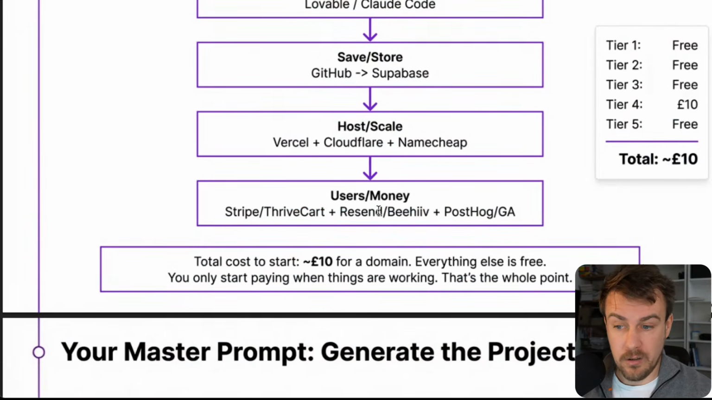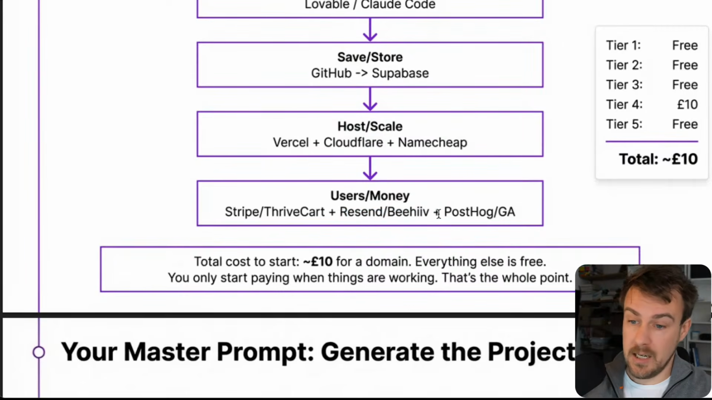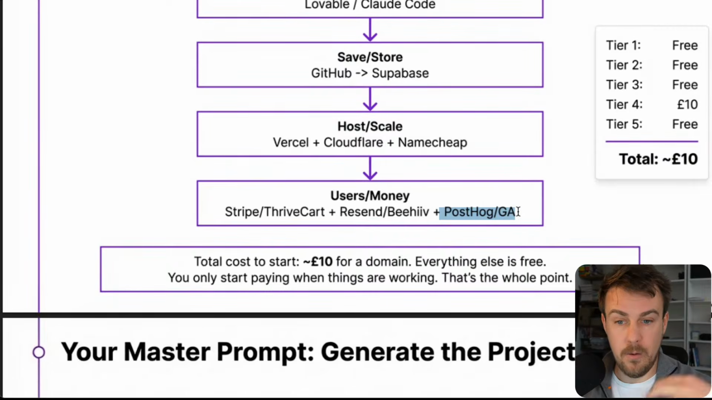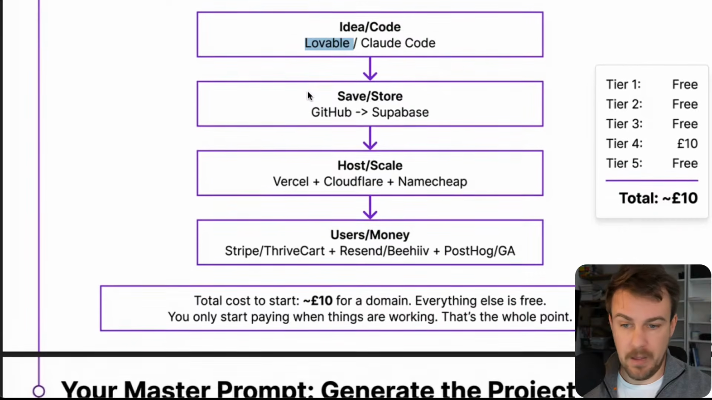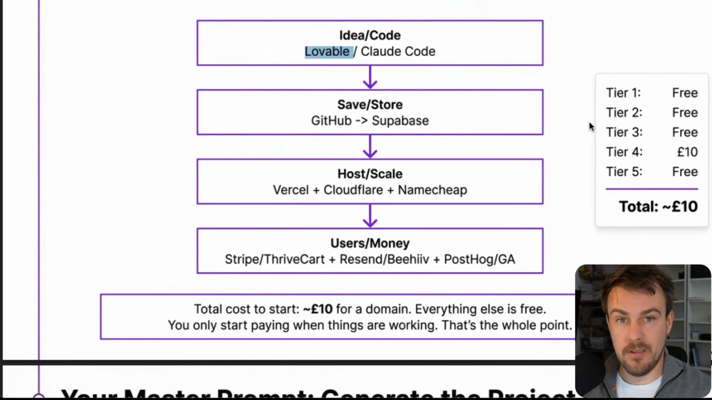Then for emails, we're going to use Resend for transactional emails and Beehive for marketing and content emails. And then for knowing what's actually generating us money, what's actually working in our business, we're going to use PostHog and Google Analytics in the back end. All of this is free to start with. Or if you're using Lovable, $20 a month. Yep, that's it. Otherwise, it is all free. So money is not a block to starting this.